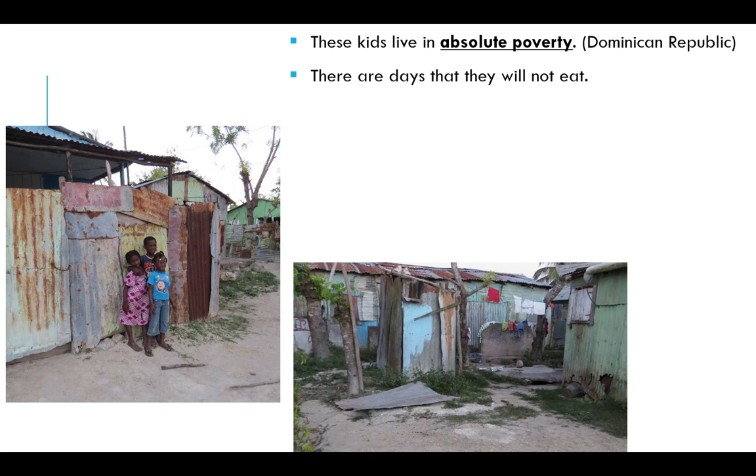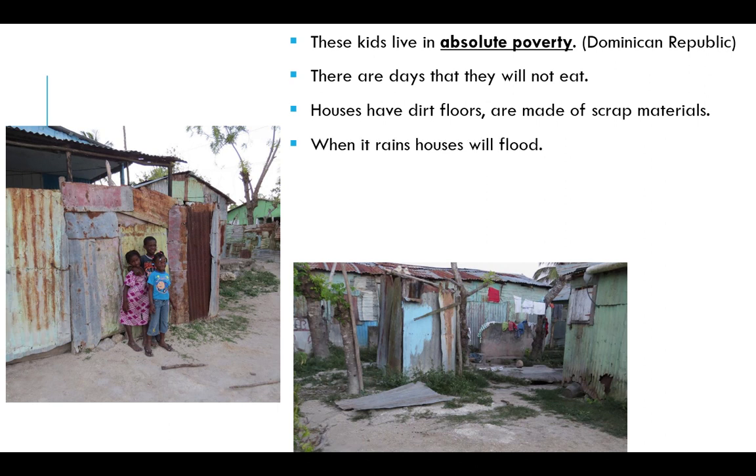There are days that these kids aren't going to eat. Their houses are barely even houses. They have dirt floors. They're made of scrap materials, whatever they can find. When it rains, these houses are going to flood. It is going to be really unsanitary in these houses. And for some communities, they don't have access to running water. Some communities we visited had to walk for 2 hours to get clean water. So this is definitely substandard.